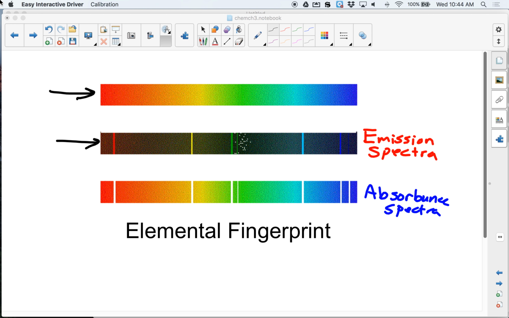Okay, let's take a look at carbon dioxide. Same way, and we should see different lines that come out because this is a different substance.